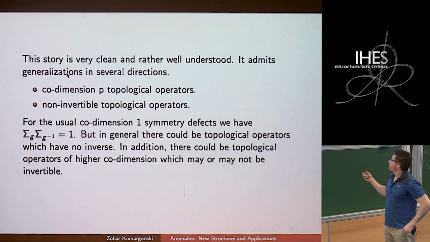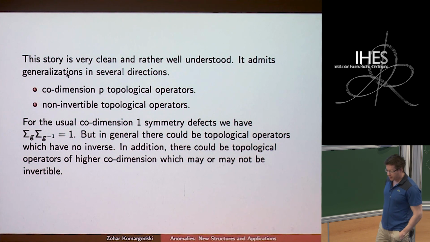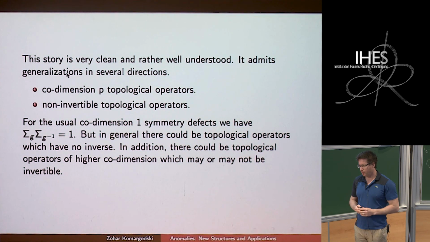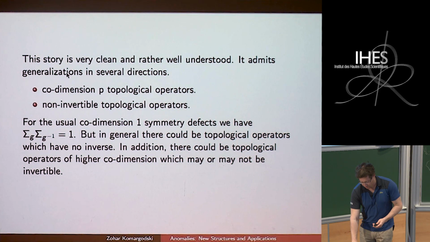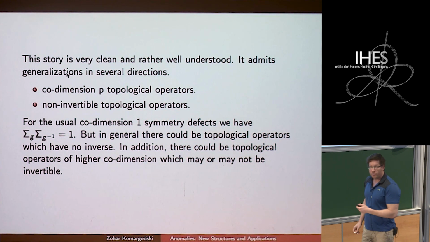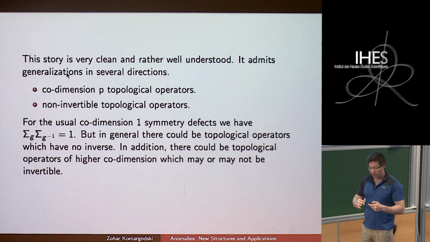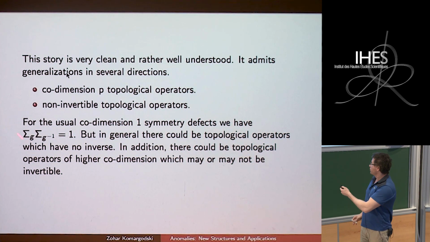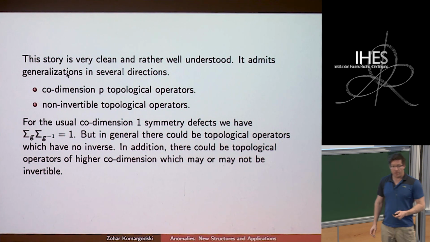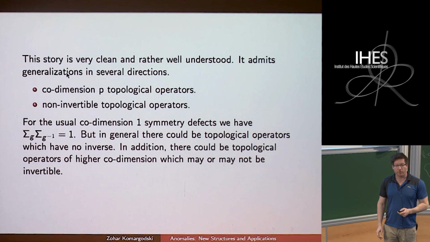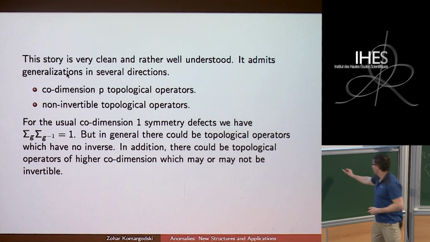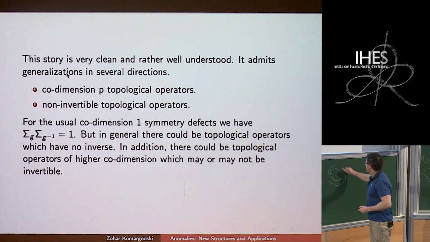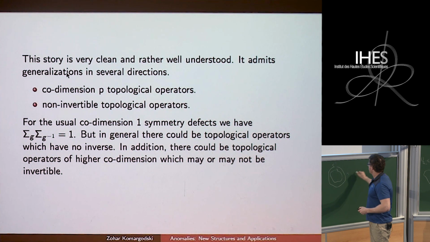Another generalization, which is more recent and also a little bit harder to understand, is the notion of non-invertible topological operators. What does it mean to be non-invertible? For the usual Noether kind of codimension 1 topological operators, for every group element g there is an inverse group element g^-1, and if you fuse them together, you get a trivial thing. So for every surface sigma, there is another surface sigma prime, so that together they fuse to nothing.